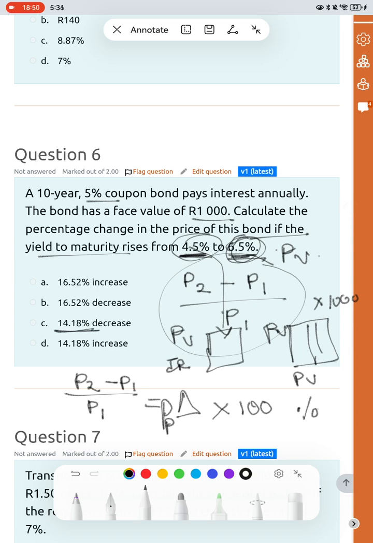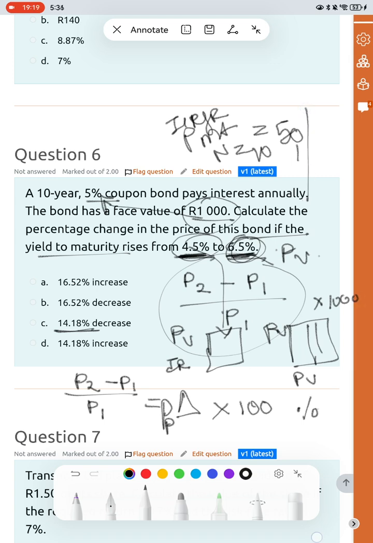So in order for you to get your values for PMT, remember you say 1,000 multiplied by 5%, which then will equal 50. Okay, and then those are the values that you will be entering in. Then your interest, depending on which calculation you're starting with first, 4.5, and then in the next one your calculation will involve 6.5, and then you do the change and then you multiply it by 100. I hope this makes sense.